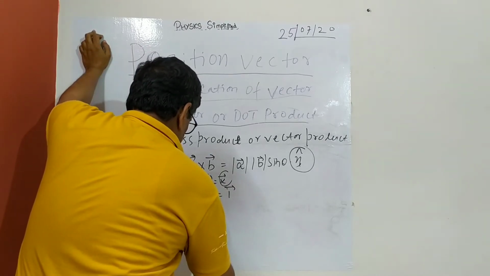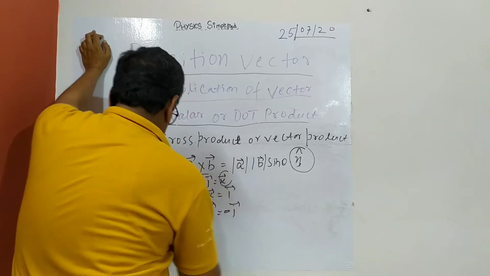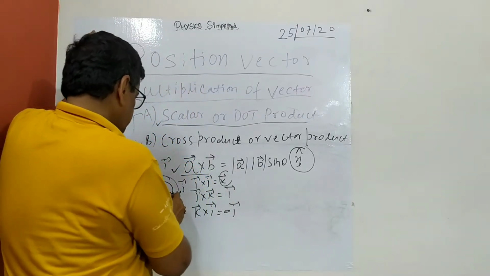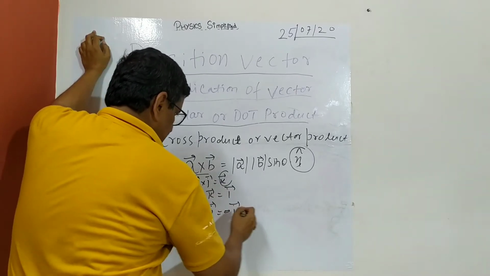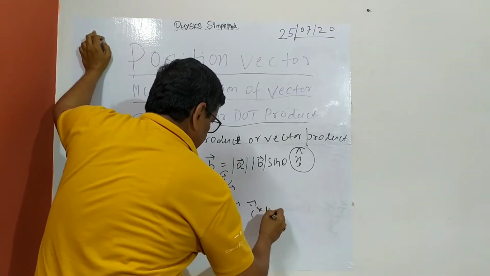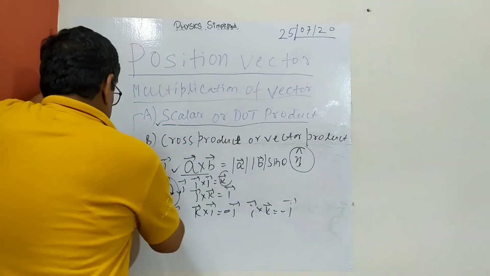And the reverse is minus. So if you say i cross k, then it's minus j. Because going anti-clockwise, the direction is minus. Minus j means this direction.